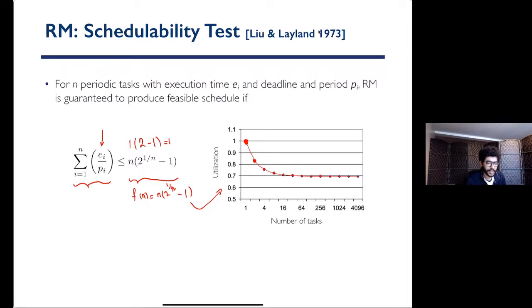As you can see, this bound is decreasing. As the number of tasks in the system increases, this utilization bound goes down. So if you have a workload with, I don't exactly know where these numbers are assigned, but with this many tasks, and the sum of utilization is here, then you're guaranteed that RM will work. If the number is here, then you don't know. It may or may not work.